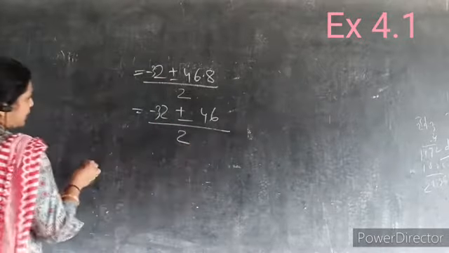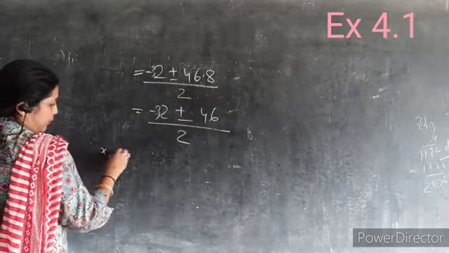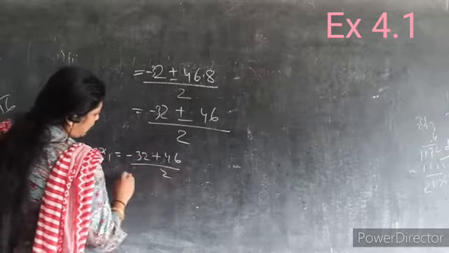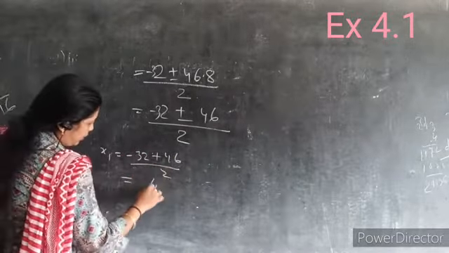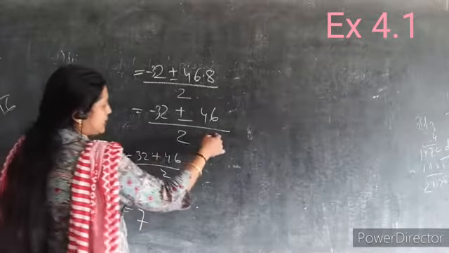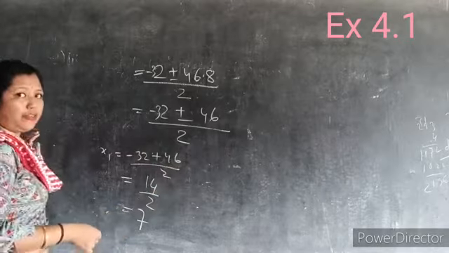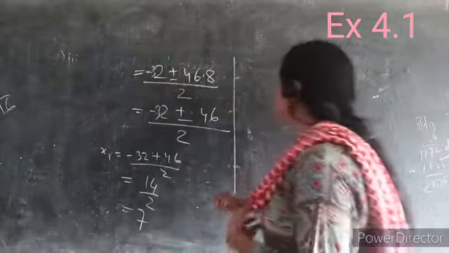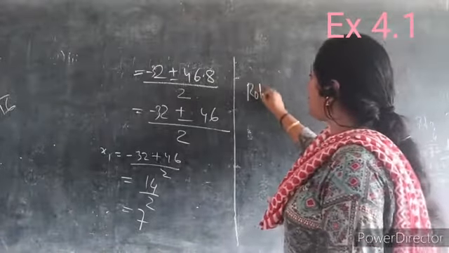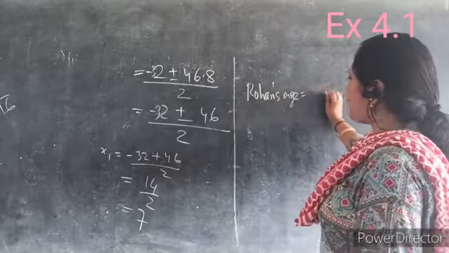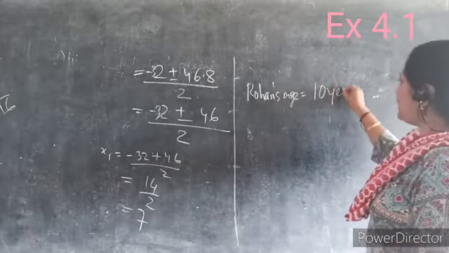So let us see the next case. Suppose if I take 46, so what will be the one answer? Minus 32 plus 46 by 2, that is coming to be 7. Okay, but in the second case you will be getting a negative answer. So negative, no need to find. That means Rohan's age after 3 years from now will be 10, isn't it?